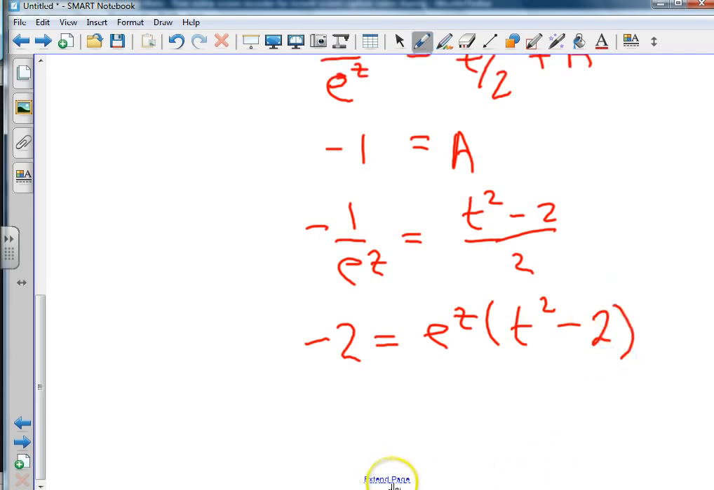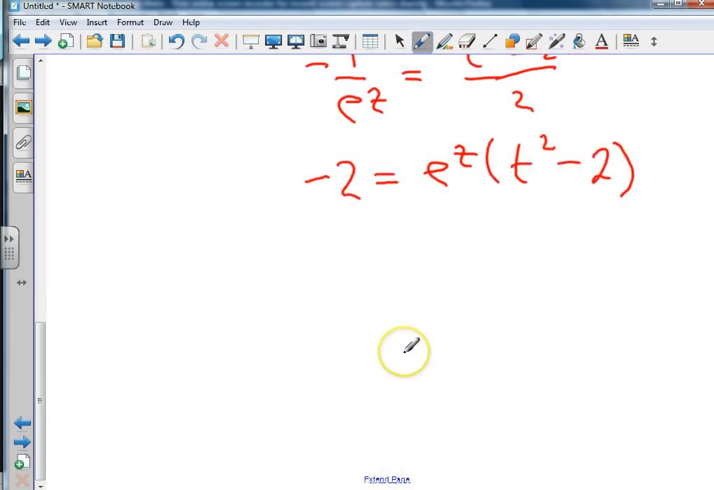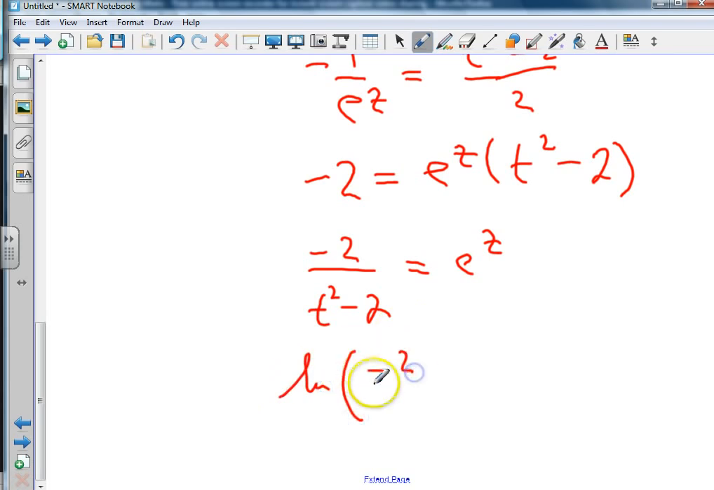Now what are you going to do to get z alone? This is just algebra now. Don't get tripped up with the algebra. Divide, right? So negative 2 over t squared minus 2 is e to the z. Okay, now you can ln both sides to get the z out of there. So you get the ln of negative 2 over t squared minus 2 is z as a function of t.